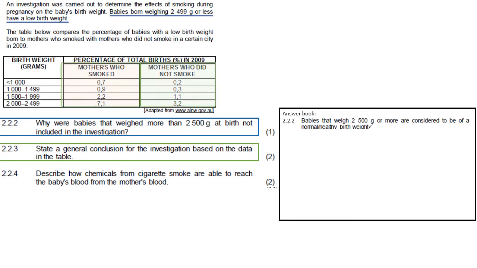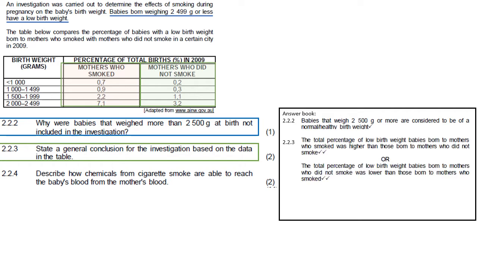The result is that mothers who smoked had a higher percentage of births of low weight babies versus mothers who did not smoke while pregnant. So you can say the total percentage of low birth weight babies born to mothers who smoked was higher than those born to mothers who did not smoke, or the other way around, the total percentage of low birth weight babies born to mothers who did not smoke was lower than those born to mothers who smoked.